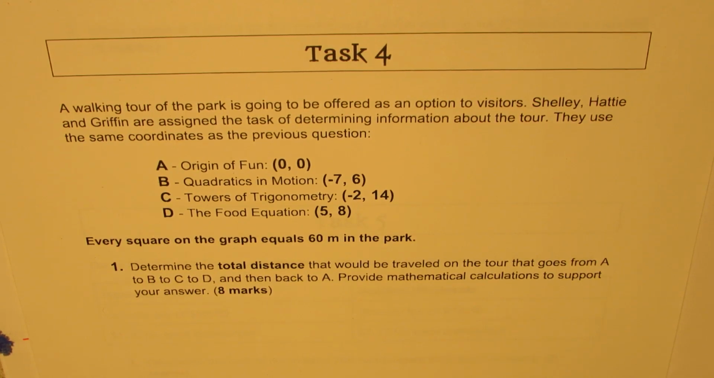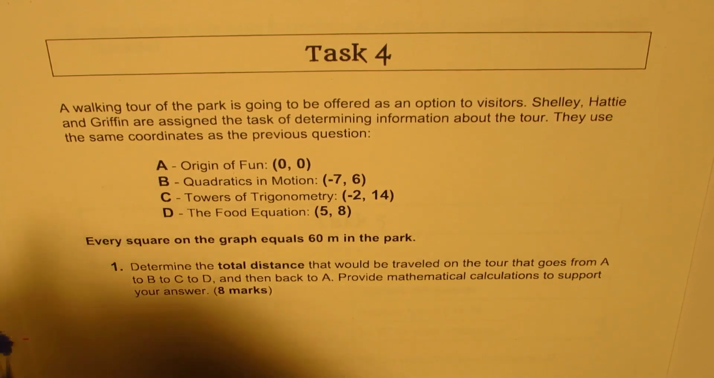Every square of the graph equals 60 meters in the park, right? So we'll multiply by 60 for the perimeter. Determine the total distance that would be traveled on the tour that goes from A to B to C to D and then back to A, right? Provide mathematical calculations to support your answer.